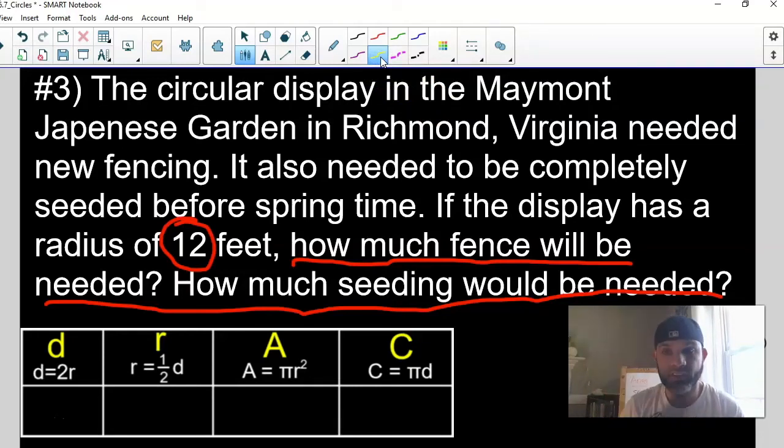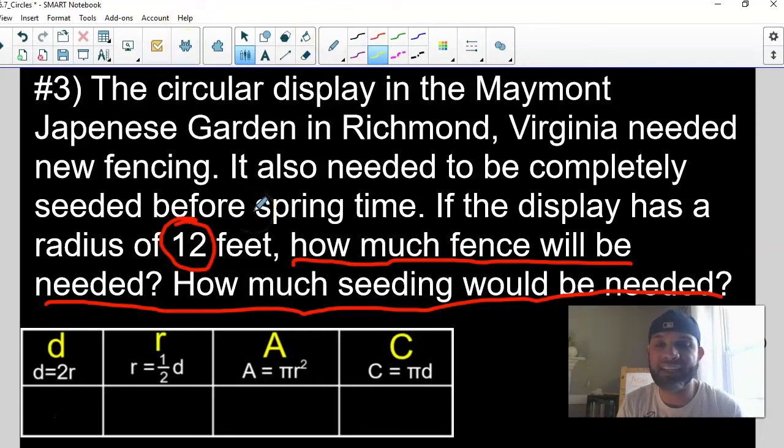Let's read it. The circular display in the Maymont Japanese garden in Richmond, Virginia needed new fencing. It also needed to be completely seeded before springtime. If the display has a radius of 12 feet, how much fence will be needed? How much seeding would be needed? Okay, so I jumped the gun.